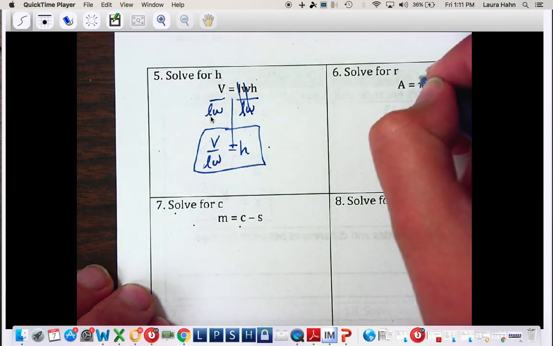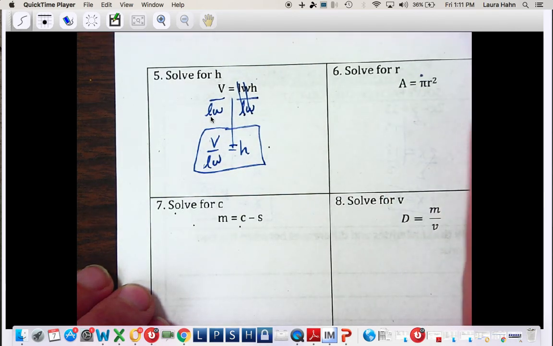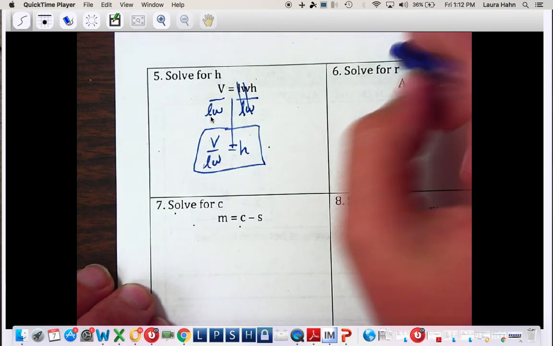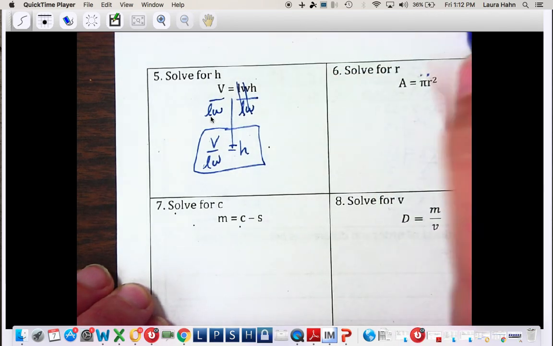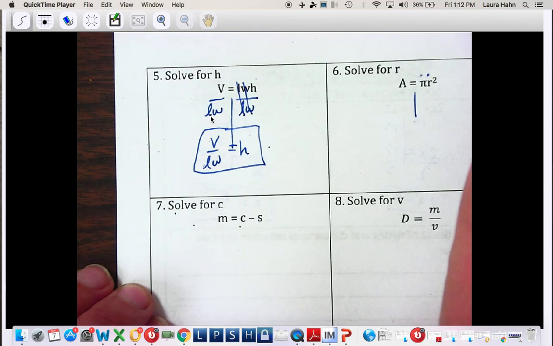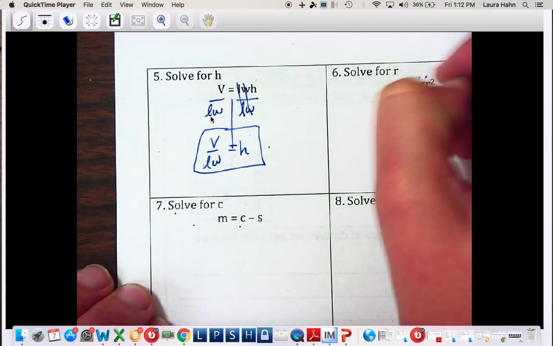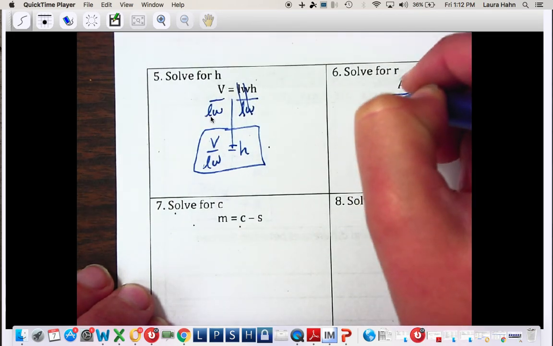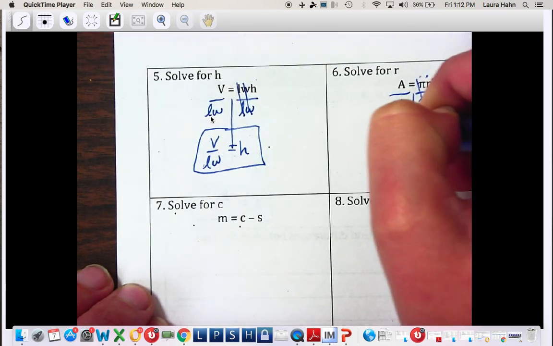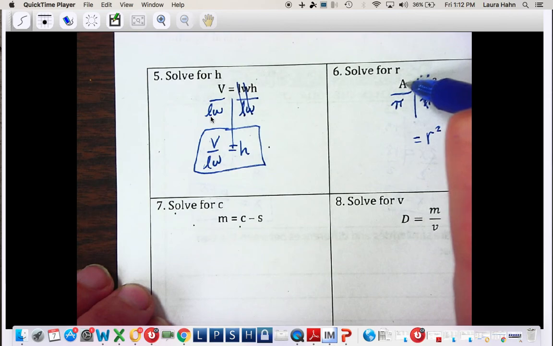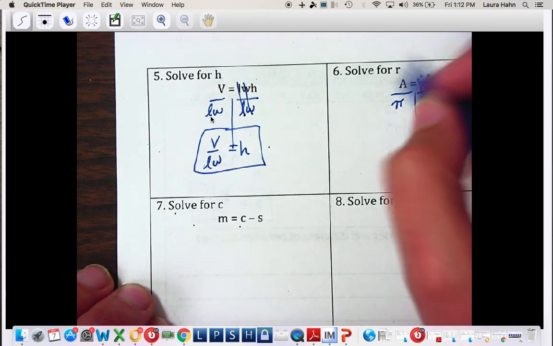On 6, we want R by itself. So the first thing I need to get rid of is that pi. The opposite of multiply is divide. My pi's cancel, so R squared falls down. A over pi, there's nothing I could do there, so that's going to drop down.